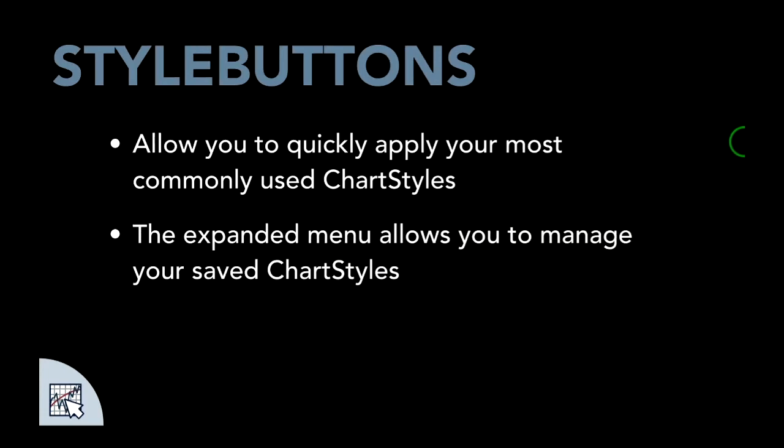Now, we also have something called style buttons. There are basically two ways to manage your chart styles on the StockCharts workbench. We're going to run through that in just a minute. But one of the keys is style buttons. We have these little buttons over on the left side of the chart, right to the left of your chart, that allow you to quickly apply your most commonly used chart styles. In just one click, you've got 12 buttons. You can apply different chart styles. You can also expand that menu. There's sort of a hidden menu there. You can expand the menu and actually manage your saved chart styles really, really easily.